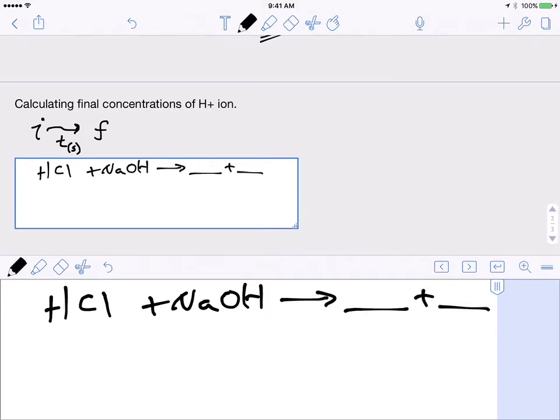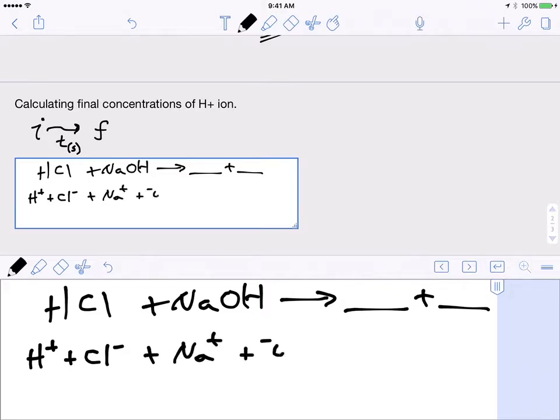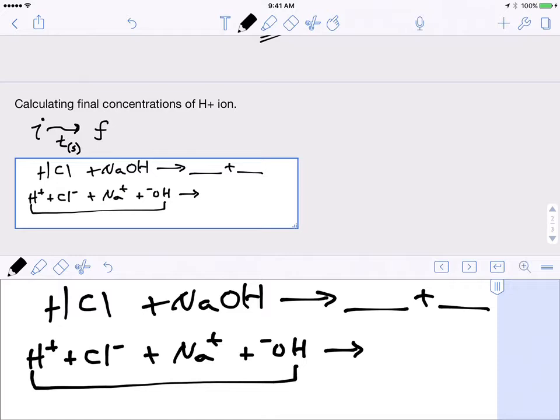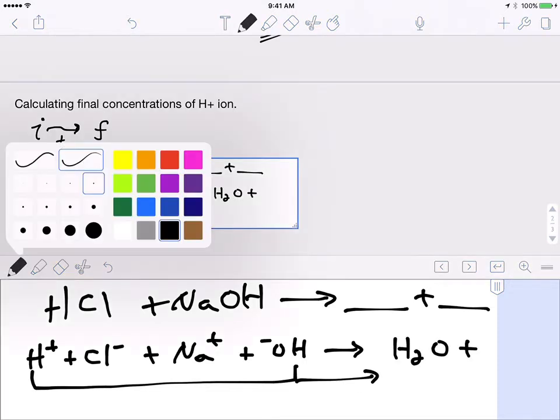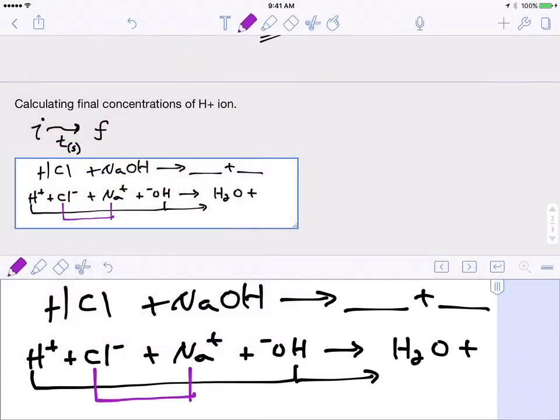Well, first off, we know the ionic equation. H will split apart from chlorine, producing ion forms. Sodium positive, OH minus. Now, that separation takes some time, and then things are going to start to happen. Over time, eventually, this hydrogen will bond with this oxygen and produce water. And then this chlorine will bond with this sodium in this double replacement reaction and produce sodium chloride.